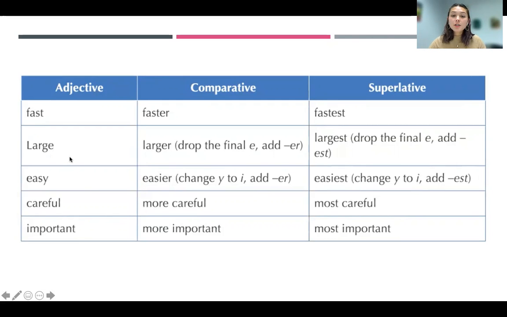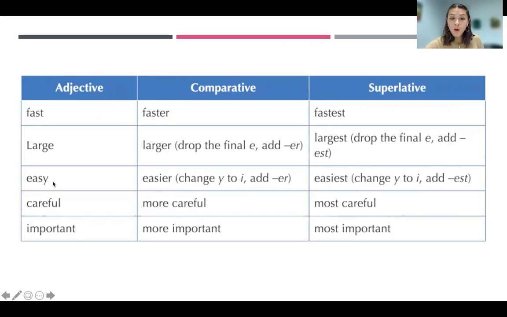For words like large that end in E, we'll just drop the final E and then add in our ER afterwards. So instead of saying larger, as if we didn't take that E away, it just kind of distorts the word and we just want it to be larger. Same goes for largest. We're going to drop the final E and add EST, so it just becomes large to largest.